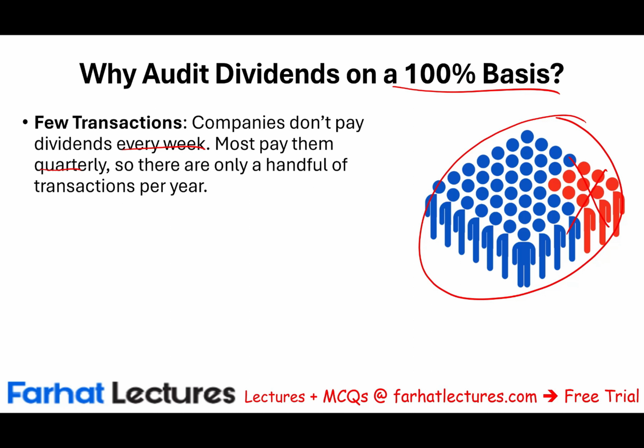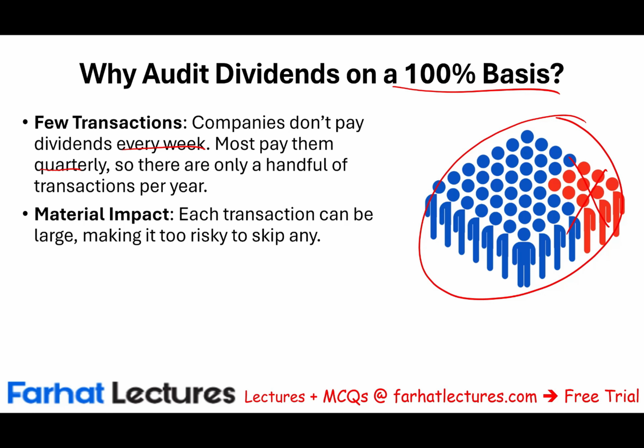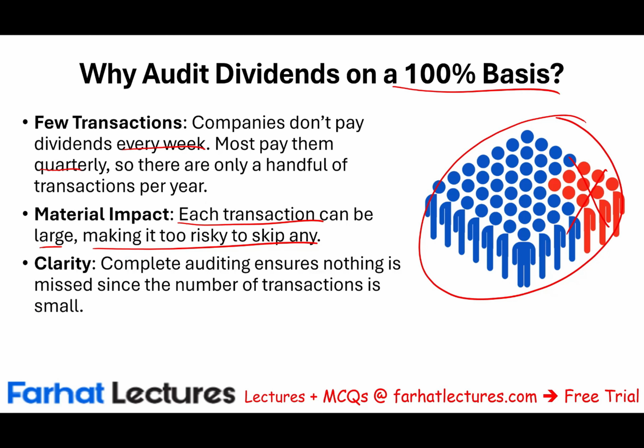Now, although there are a handful of transactions, you might have many people getting money, but nevertheless, we're going to see how it differs between private and public. Material impact. Each transaction can be large, making it too risky to skip any. So you cannot skip any. And complete auditing ensures nothing is missed because the number of transactions is small. Completeness is important. Let me talk real quick about private versus public.